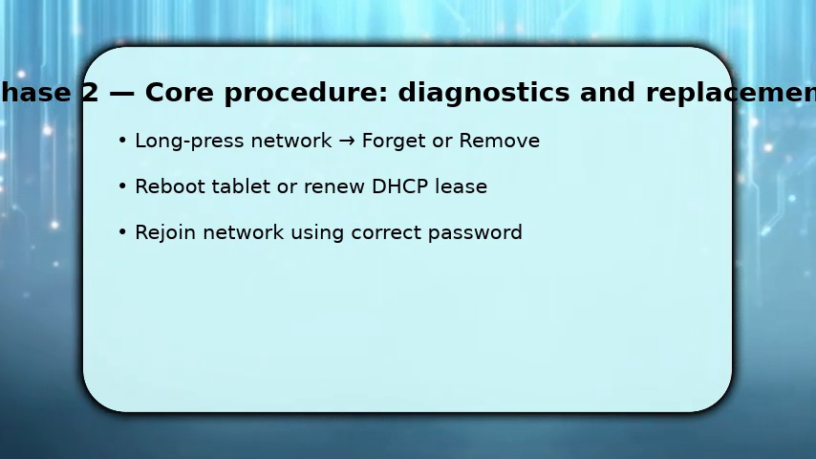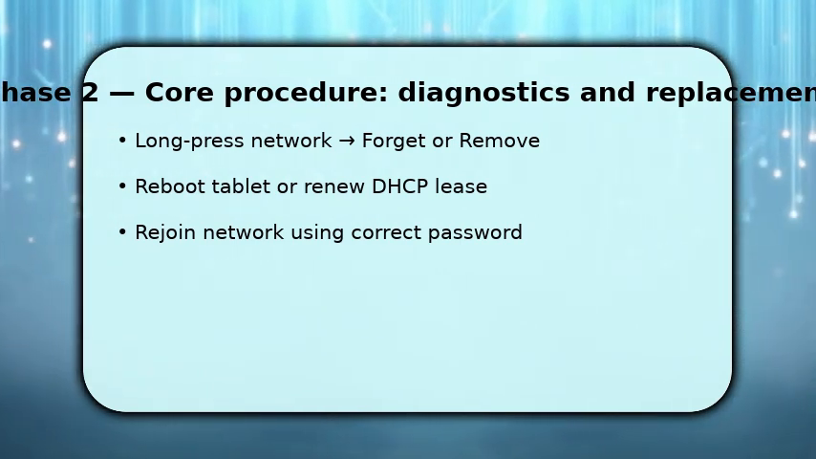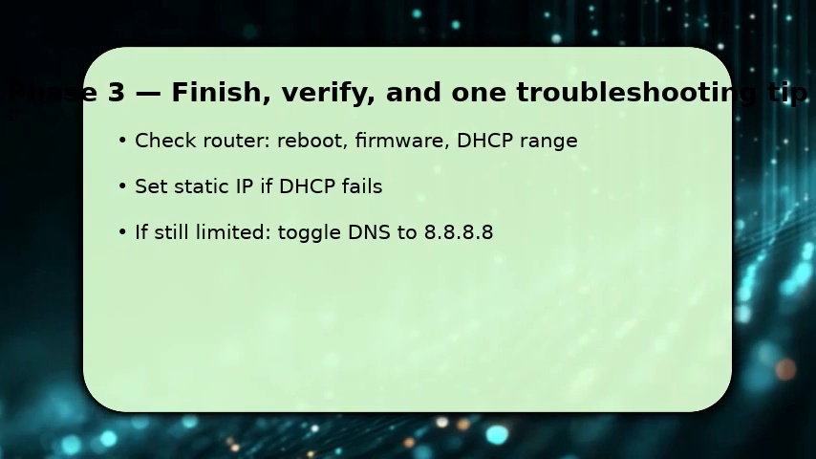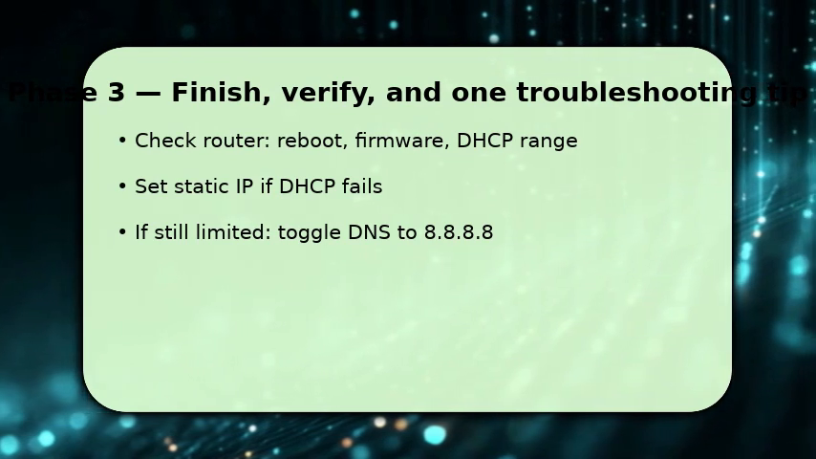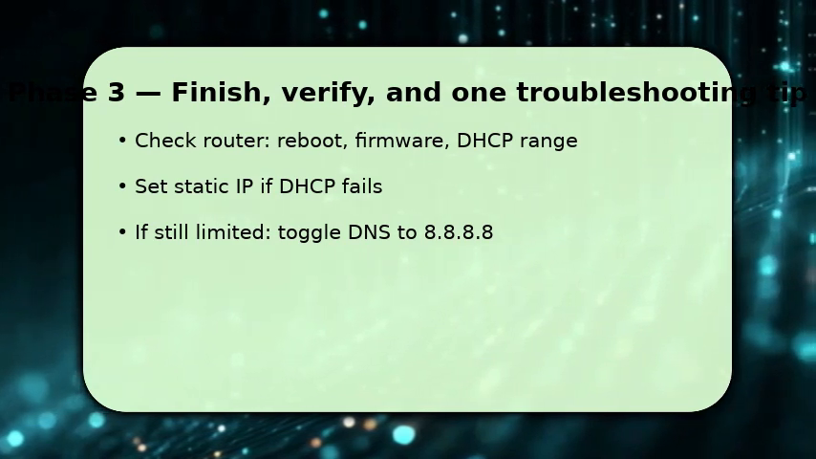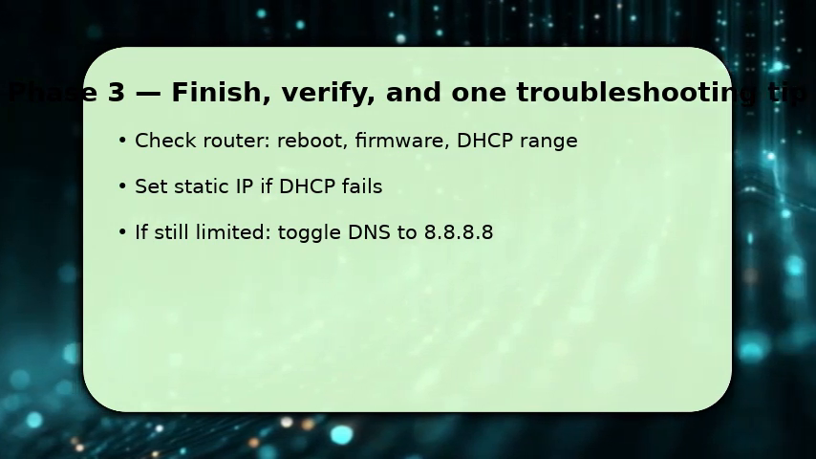You finish by checking the router and advanced settings, reboot the router, verify firmware is current, and confirm the DHCP range isn't exhausted. These often cause limited connections. If DHCP keeps failing, assign a static IP within the router subnet and correct gateway to bypass lease issues.